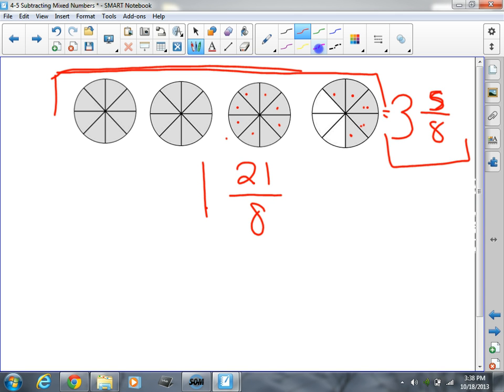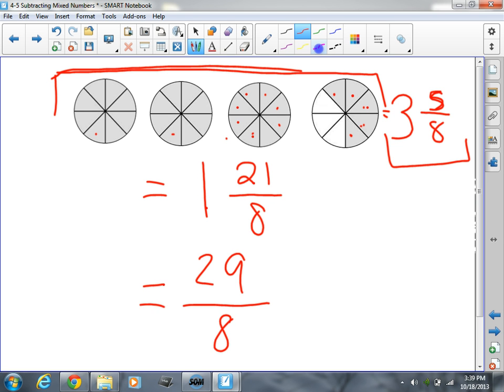I could write it, technically, as 20, that's 8 plus 8 plus 8, is going to be 24, 25, 26, 27, 28, 29. I could technically write this as 29 eighths. It all represents the exact same thing.